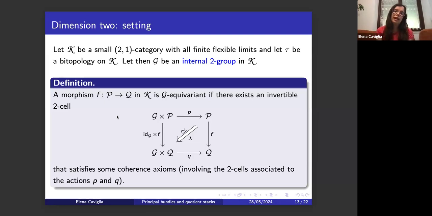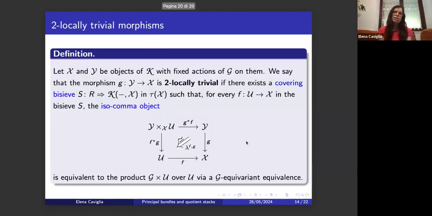And then for an internal two group, we can still define what is an action, and we can still define what is a G-equivalent morphism. And the idea is just that instead of having a commutative square, we have a coherent two set. And so again, it is easy to define what a two locally trivial morphism is.